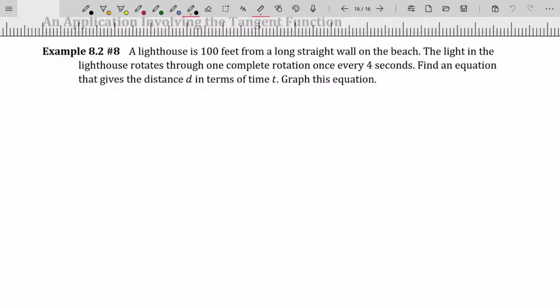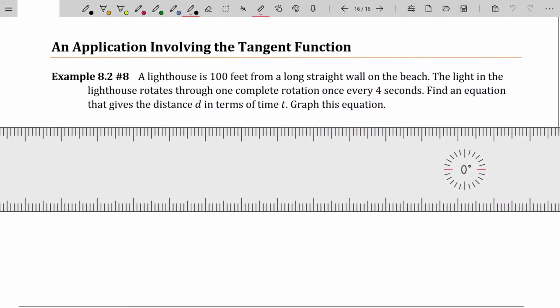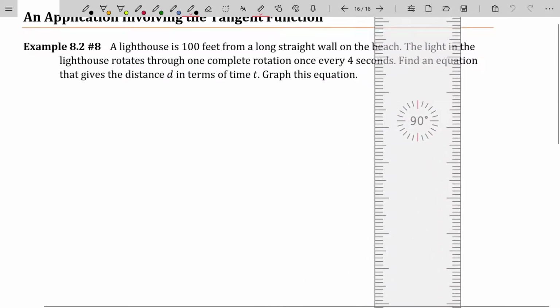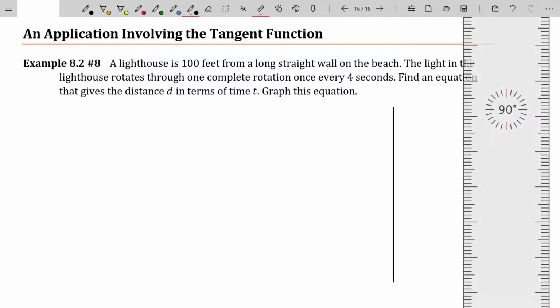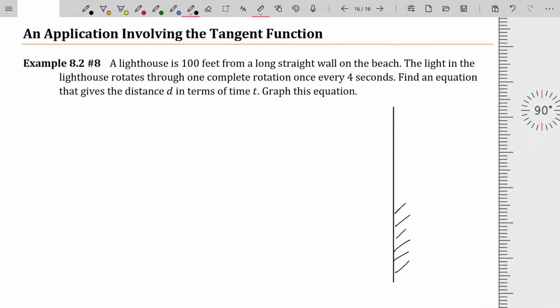So let me give you a picture. So the picture goes like this. You have some wall along a shoreline. So this will be our wall right here. There's our wall. Okay, and then you have a lighthouse somewhere out in the ocean. So I'm just going to draw a little island, and then you have some type of lighthouse here, and it's emanating a light. So it's all glowy and stuff.